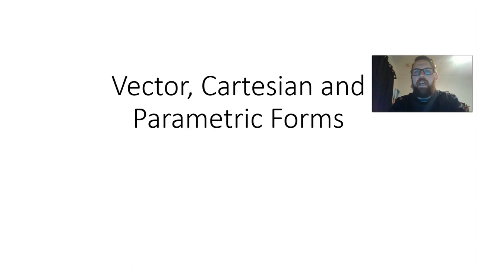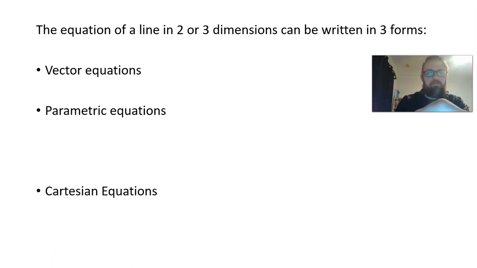So today we're going to have a look at how to write vectors in a few different forms. We've got vector form, Cartesian form, and parametric form. The equation of a line in 2 or 3 dimensions can be written in 3 forms.